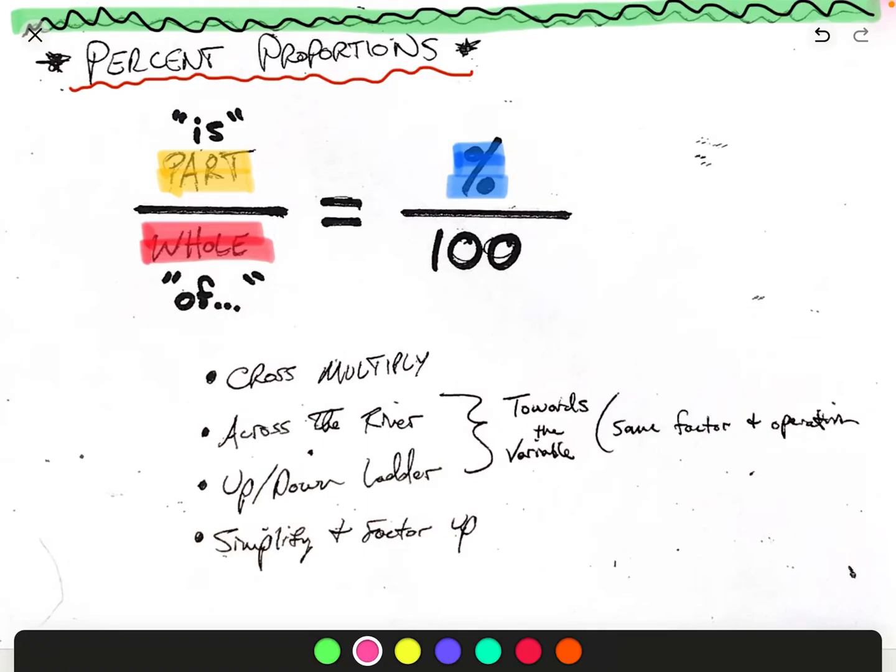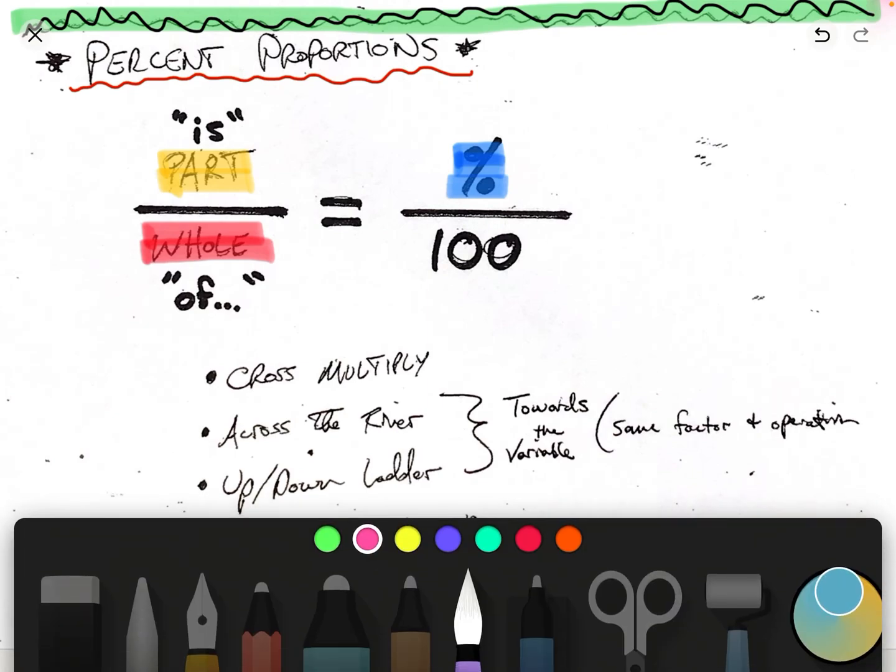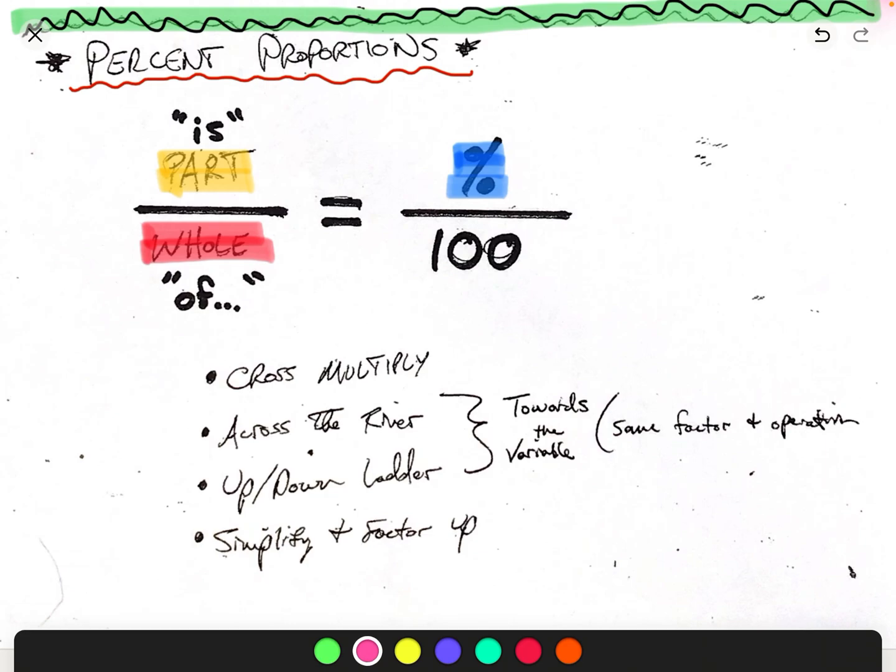All right, percent proportions. Hopefully you have an idea of how to set them up and then be able to solve. But a percent proportion, just like any proportion, you're going to have two equivalent ratios, right? Now, with your percentage, again, so many percent is so many per 100.